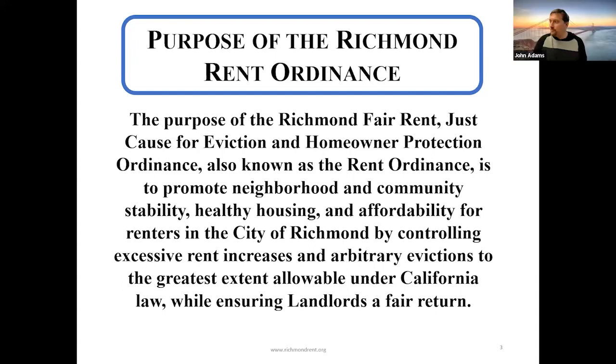And the purpose of this ordinance is to promote neighborhood and community stability, healthy housing, and affordability for renters in the city of Richmond by controlling excessive rents and arbitrary evictions to the greatest extent allowed by California law.